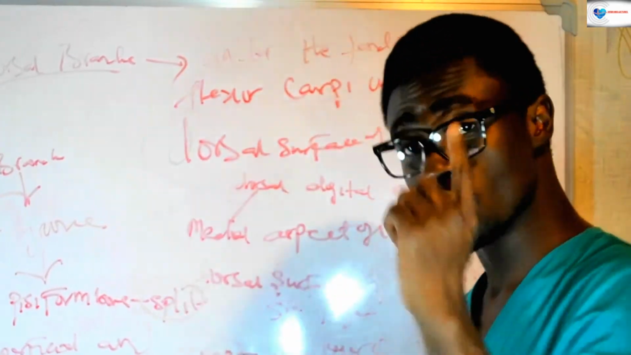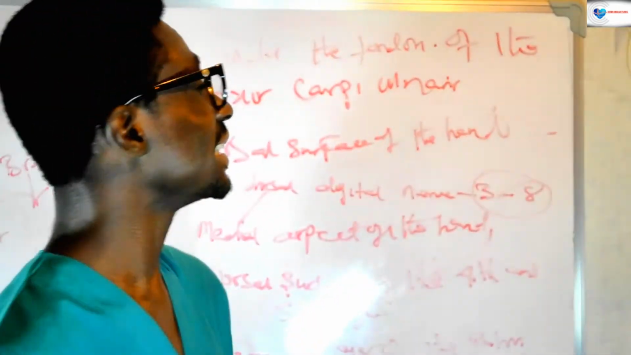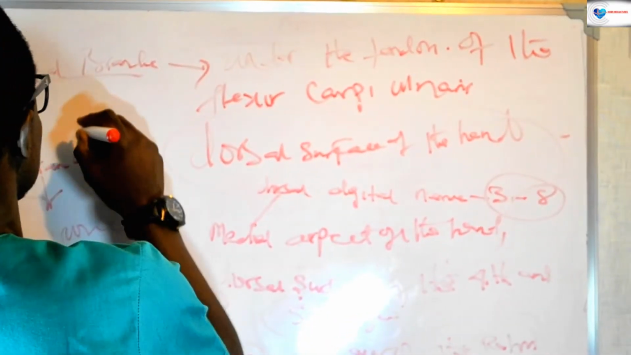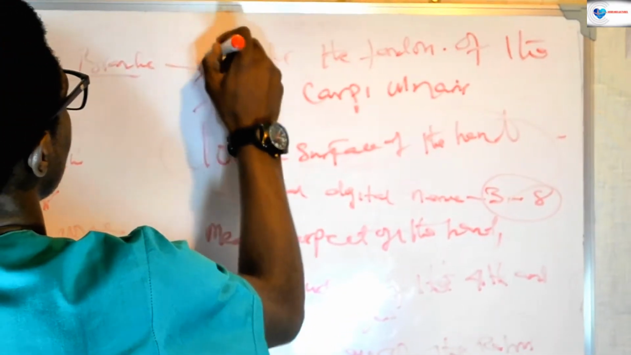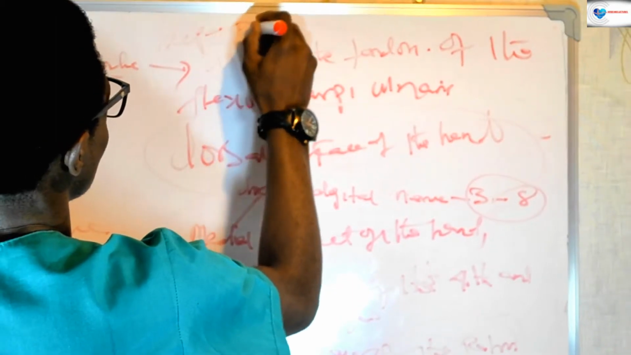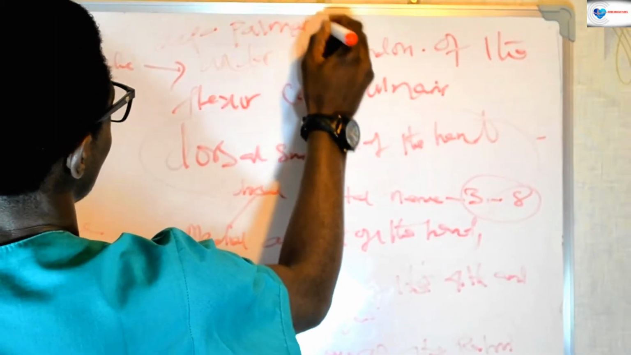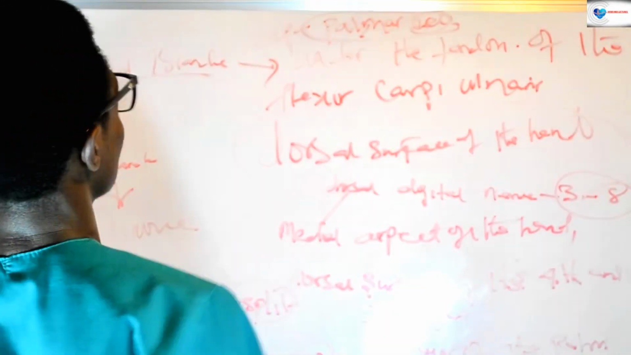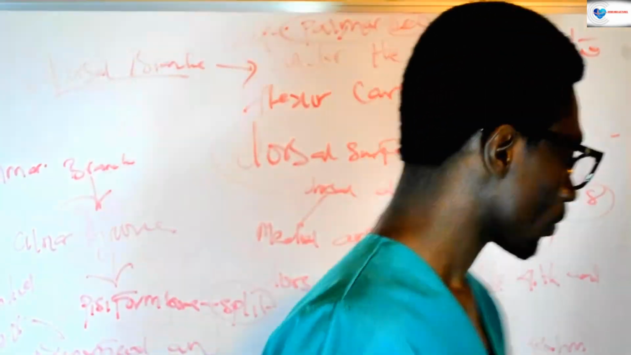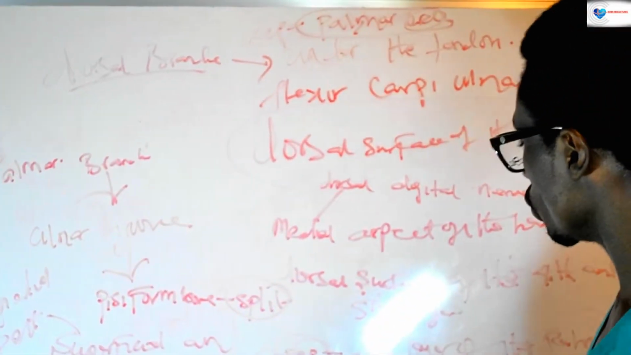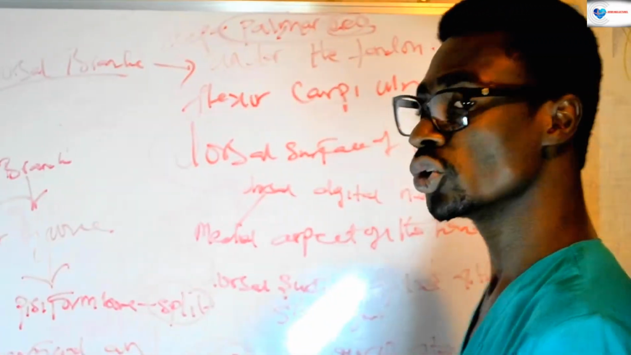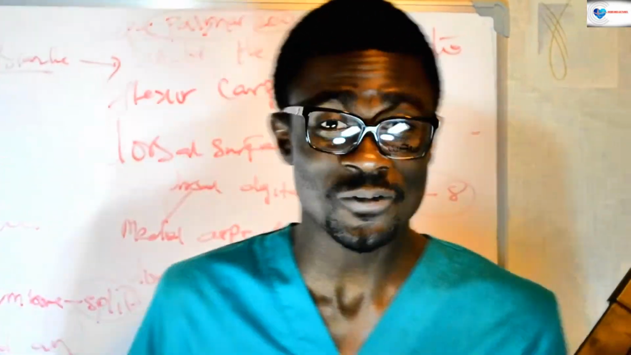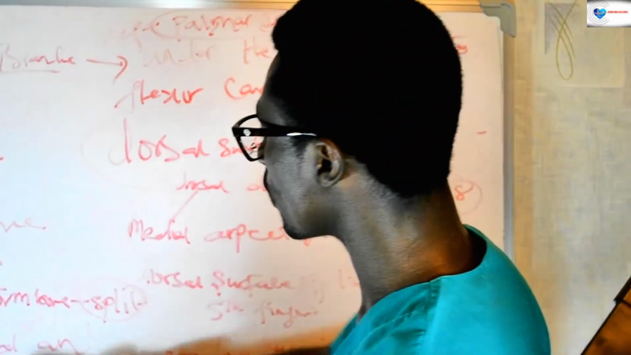Alright, talking about the deep branch. This deep branch normally runs around the palmar arch, basically. The deep branch runs around the palmar arch. Yeah, palmar arch, right? Basically. Okay, now this particular branch usually gives innervation to the deep palmar surface, guys. The deep palmar surface.